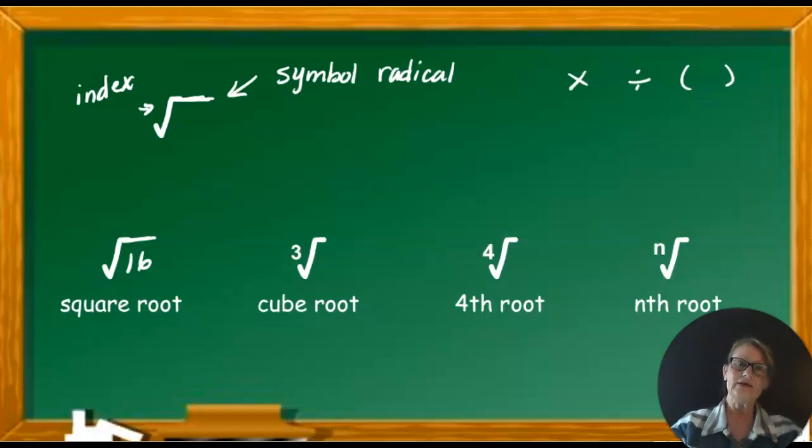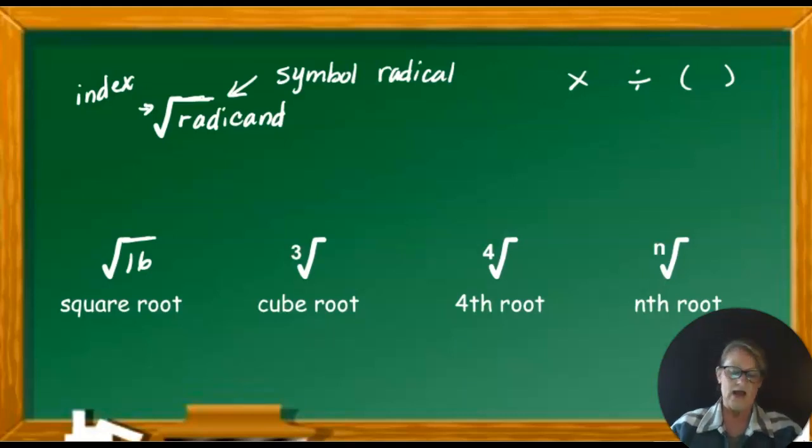The index here is understood to be a 2. Now the 16 is called the radicand, R-A-D-I-C-A-N-D. What's inside is called the radicand. The number outside is called the index, and the symbol is called the radical. On the square root of 16, that's how we would write it. If you put this 2 there, I wouldn't count it wrong by any means, but it's not necessary.